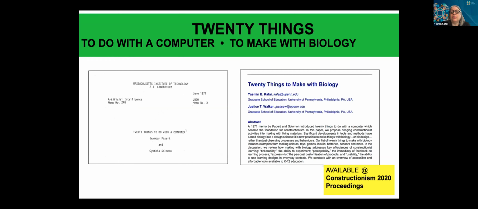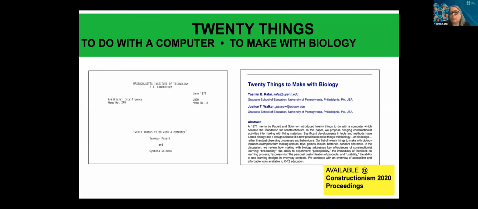thought about is, can we think about the things we want to make with biology? And I want to make reference here because this year's honorary speaker was Cynthia Solomon, who more than 50 years ago wrote a really influential paper together with Seymour Papert, 20 Things to Do with a Computer. And believe it or not, if you read this paper, I think you can find the link in the chat. Many of the things they proposed, people probably thought at the time were totally in the future.